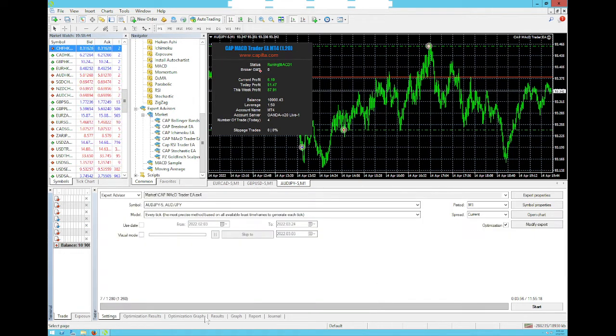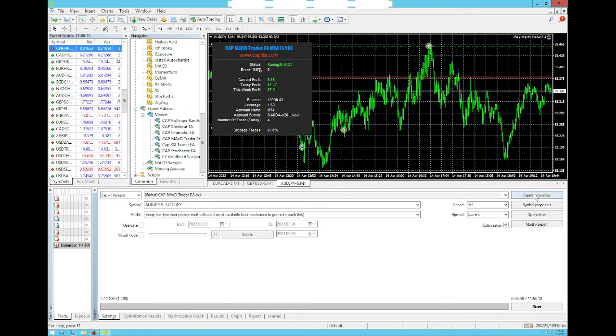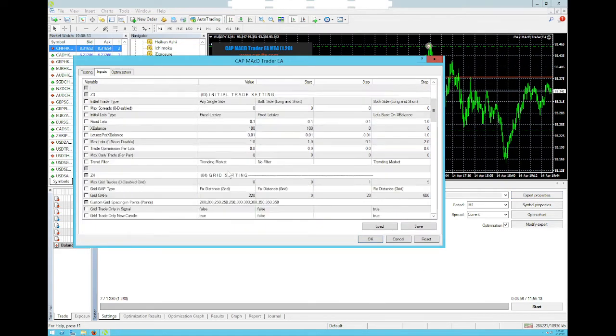So let's get back to this. Let me go to optimization reports. Well, I think I closed that already, right? Yeah. Let me go back to my expert properties. Scroll down.